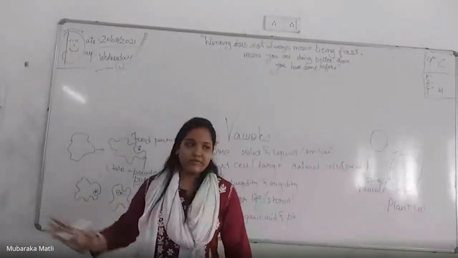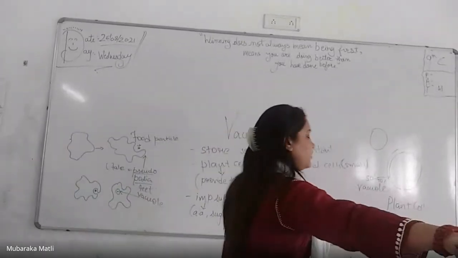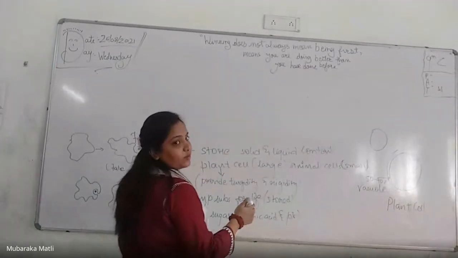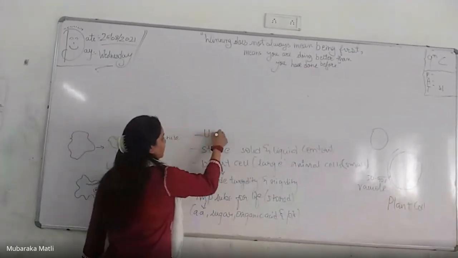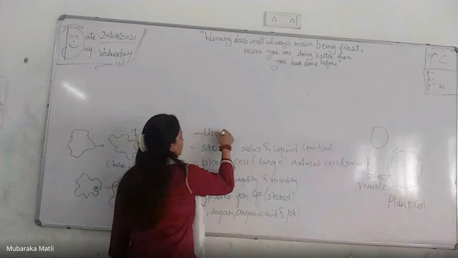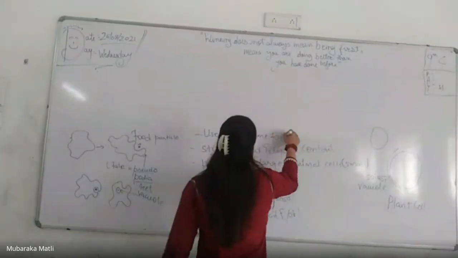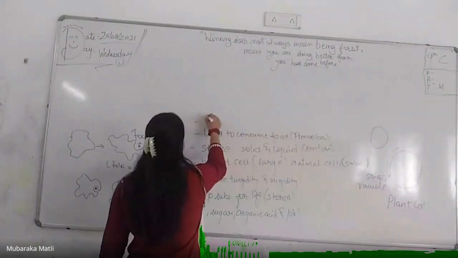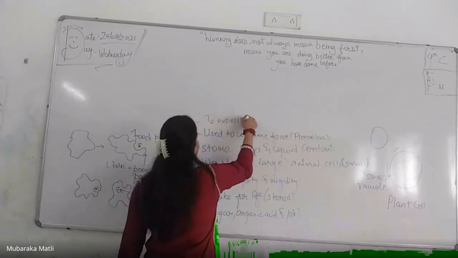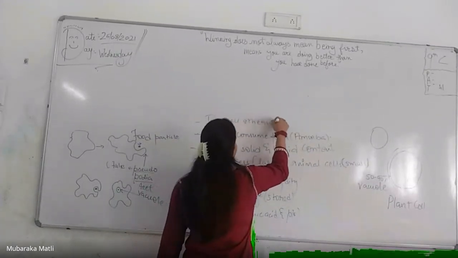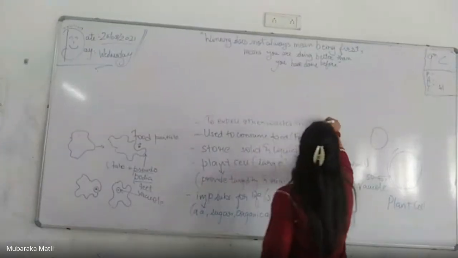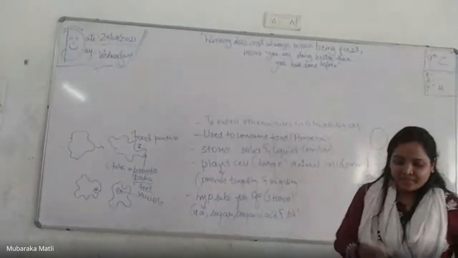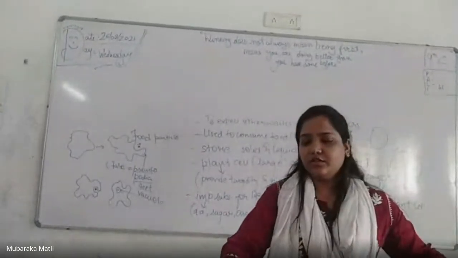Wait a minute, okay? Let me write one point. For example, amoeba. And to expel other waste in unicellular organism. Okay? What do you want? What explanation do you want, beta?